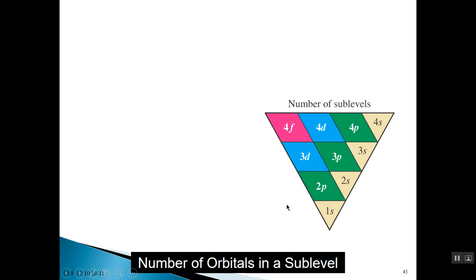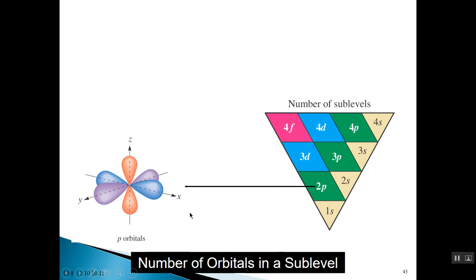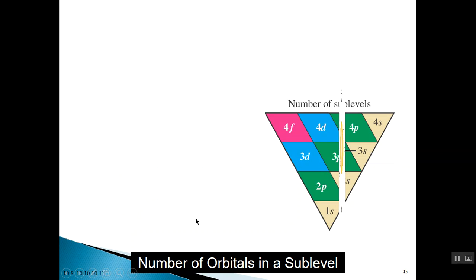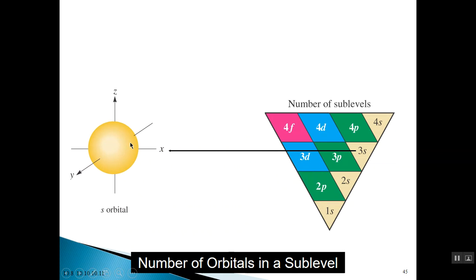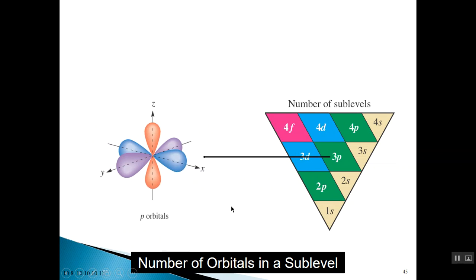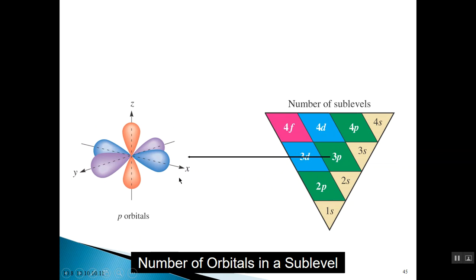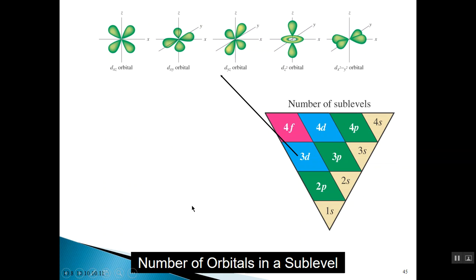Okay, so to summarize, for the 1s sublevel, we have an s orbital. For the 2s sublevel, we have an s orbital. So s orbitals appear singly in any particular sublevel. But when you get to the 2p sublevel, you have 3 p orbitals, all right? And then when you get to the third shell, at the 3s sublevel, you have a 3s orbital. When you get to the 3p sublevel, you have 3 3p orbitals. When you get to the 3d sublevel, you have 5 3d orbitals, all right? And so on and so forth.